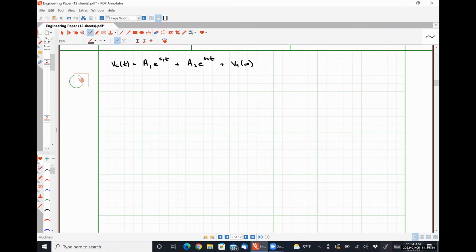So as a brief aside, S1 is negative alpha plus the square root of alpha squared minus omega naught squared. And S2 is negative alpha minus the square root of alpha squared minus omega naught squared. So it looks like S1 is going to be pretty close to 0, and S2 is going to be pretty close to negative 2 alpha, since alpha is so much larger than omega.